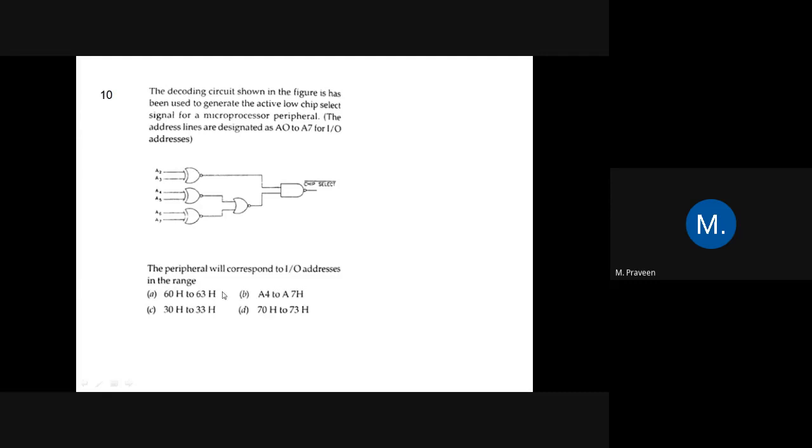Four options are given, so we have to check them one by one. If 60H is the address, what is the chip selection here? A very important thing clearly defined here is that the chip selection should be an active low signal. Therefore, the output should be 0 here. If you want to get 0, then what should be the input from A2 to A7? I think it's a very easy answer. We just apply each value to the address lines, and after applying, we check for which one we get 0 for the chip selection. Can you guess what the answer is?